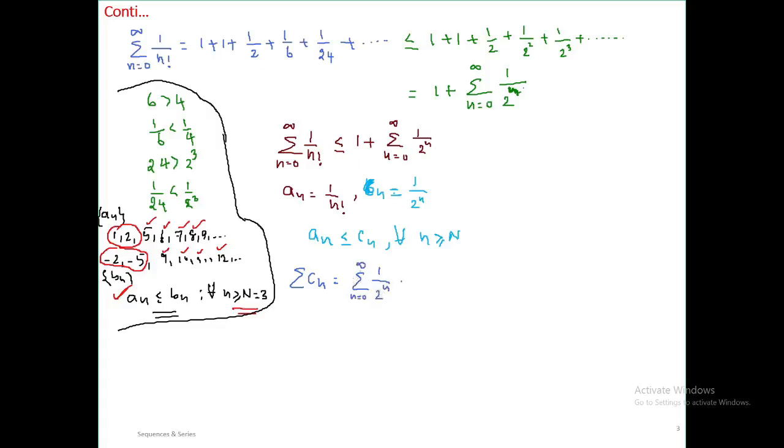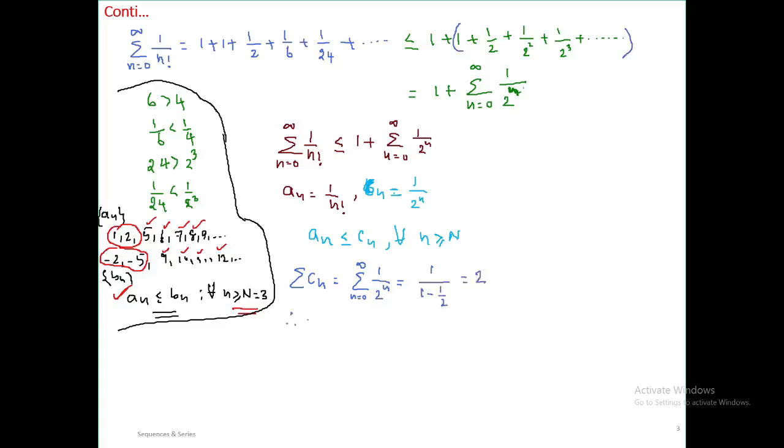this series, does it converge? Yes, it converges. To which number? Since it is a geometric series, it converges to a by 1 minus r. The first term is 1, so a by 1 minus r. What is our geometric ratio? Half. So what is the answer? It is 2. Therefore the sum is 2.